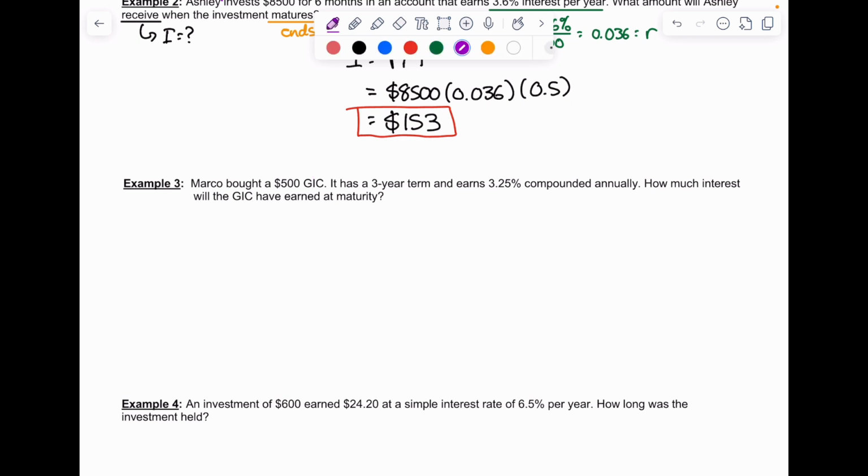So Marco bought a $500 GIC. It has a 3-year term and earns 3.25% compounded annually. How much interest will the GIC have earned at maturity? All of these terms in here. So how much have they earned at maturity? When it ends, that's what that means.